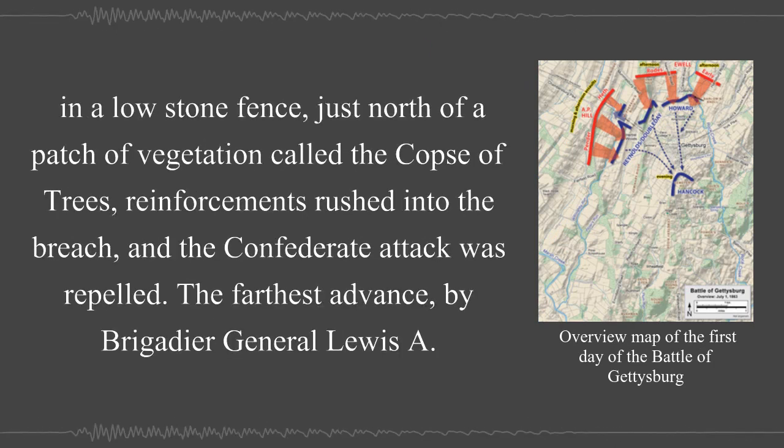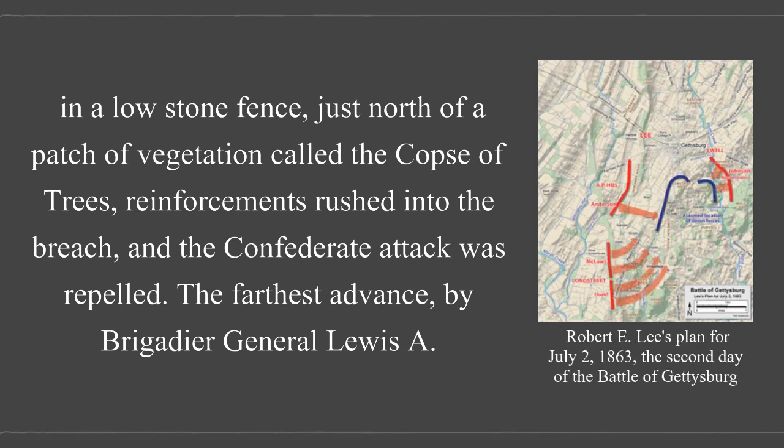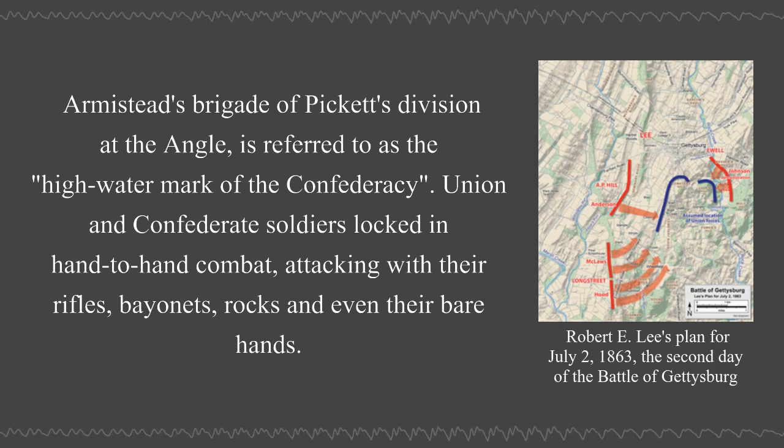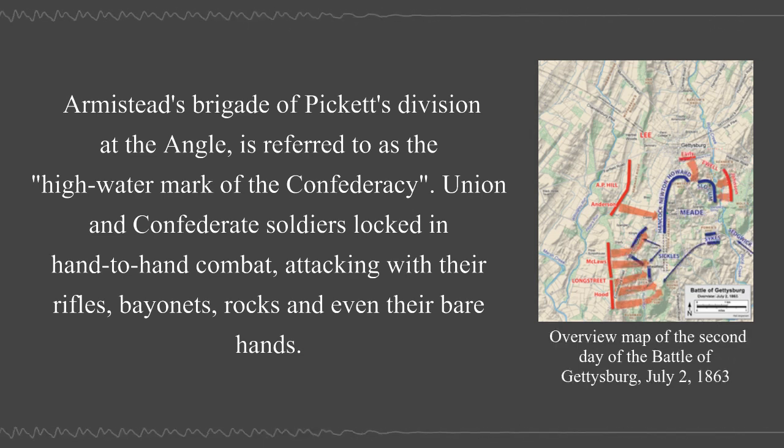In a low stone fence, just north of a patch of vegetation called the Copse of Trees, reinforcements rushed into the breach, and the Confederate attack was repelled. The farthest advance by Brigadier General Lewis A. Armistead's brigade of Pickett's division at the Angle is referred to as the high water mark of the Confederacy.